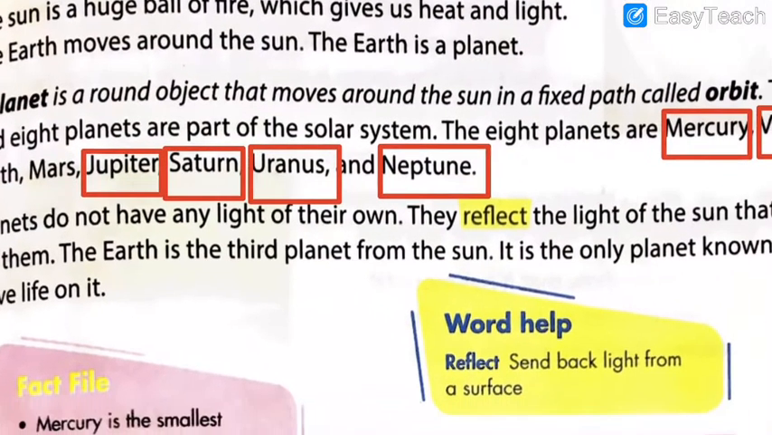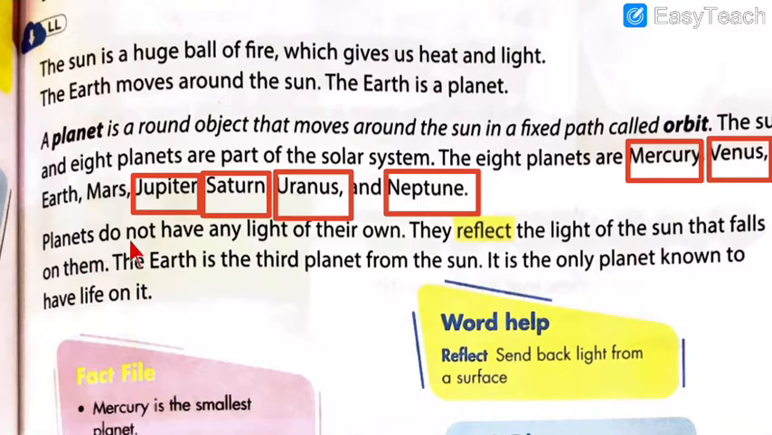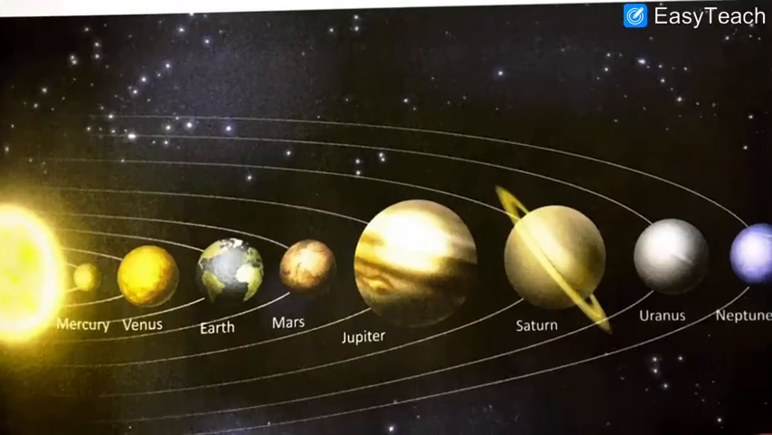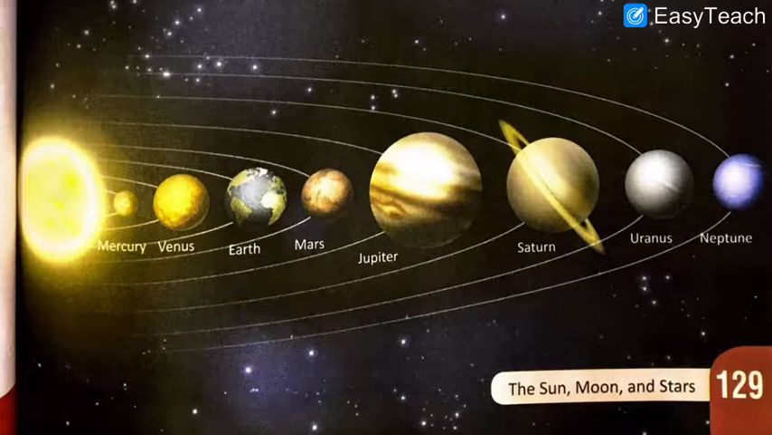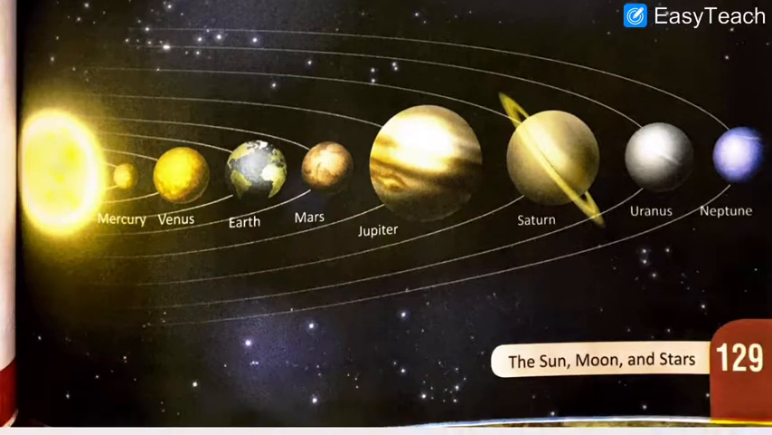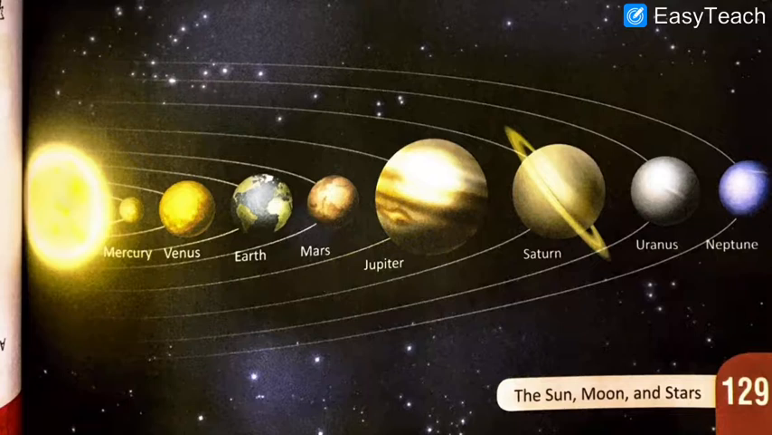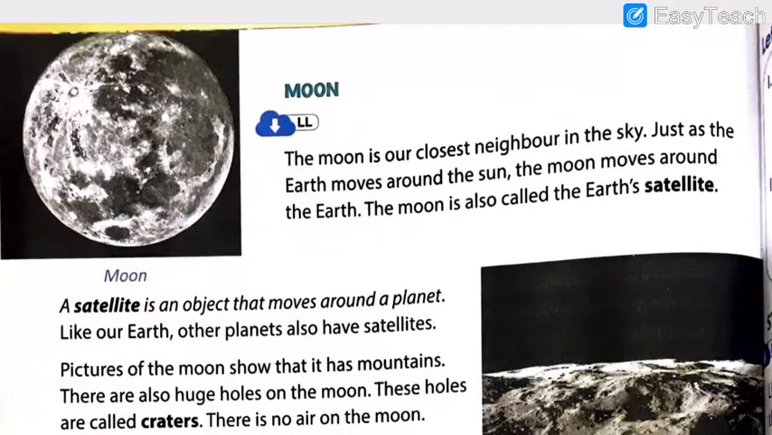Okay, let us continue reading. Planets do not have any light of their own. They reflect the light of the sun that falls on them. The Earth is the third planet from the sun. It is the only planet known to have life on it. So as you can see, this is the captivating picture of the solar system, and we will discuss it when I send you the explanation lecture.